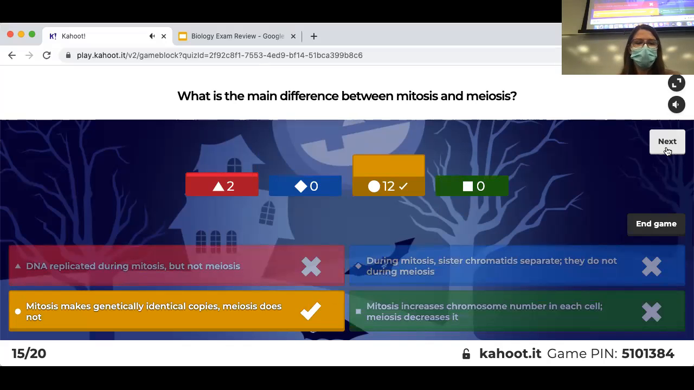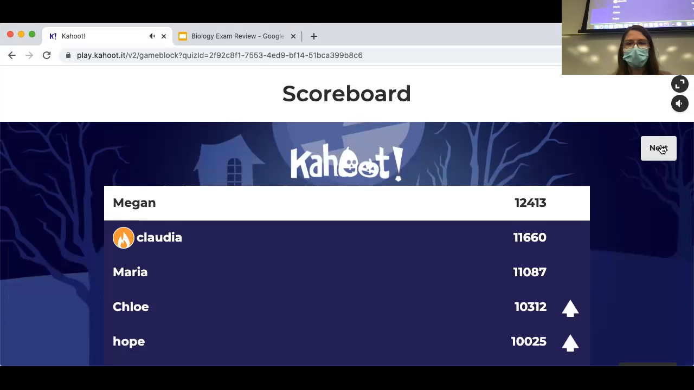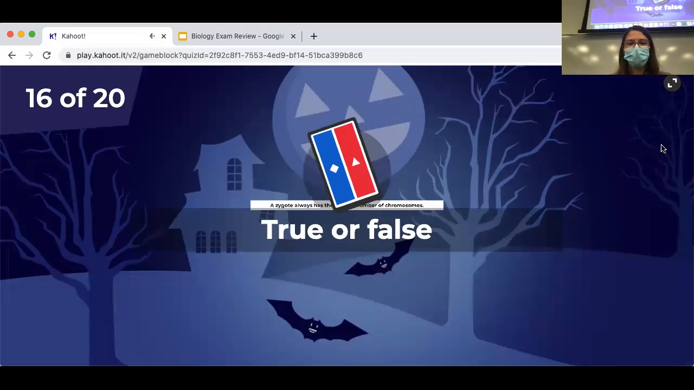Good. Mitosis makes genetically identical copies. Meiosis does not. That's kind of what we talked about a little bit before with the genetically identical sister chromatids. Nice job.